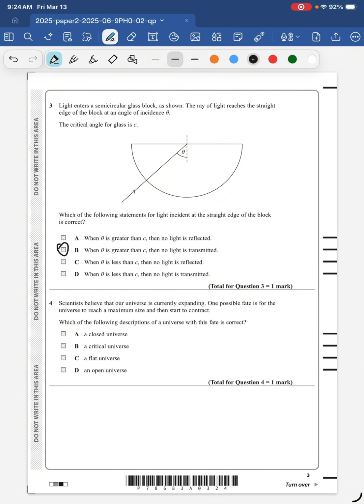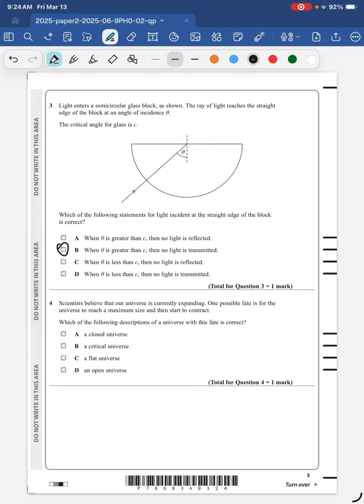C states that when theta is less than the critical angle, then no light is reflected. That's wrong. Actually, light is reflected in that case. And then when theta is less than C, then no light is transmitted. No, totally wrong. Okay, 4.